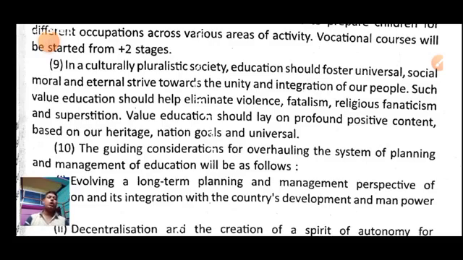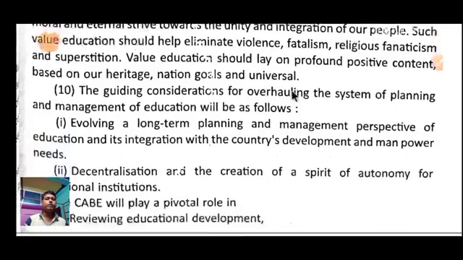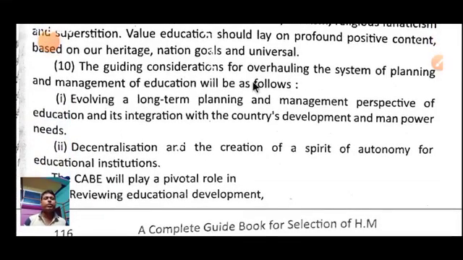Value education should lay on profound positive content based on our heritage, national goals, and universal values. Number 10. The guiding considerations for overhauling the system of planning and management of education will be as follows.